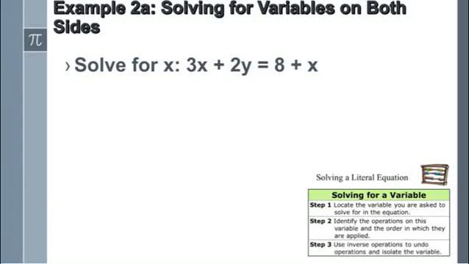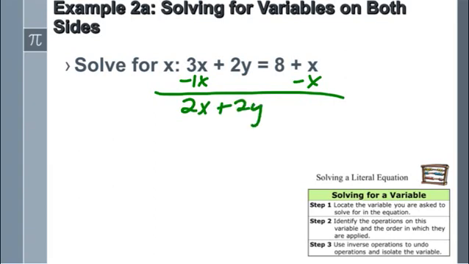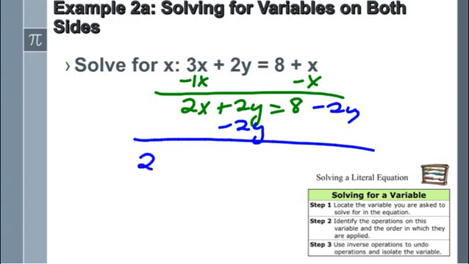Next one, solve for x on this one. So I want to get all my x's to the left. To do that, I'm going to subtract this x on both sides. And I'm left with 2x plus 2y equals 8. To get 2x by itself, I subtract 2y on both sides. I end up with 2x equaling 8 minus 2y.